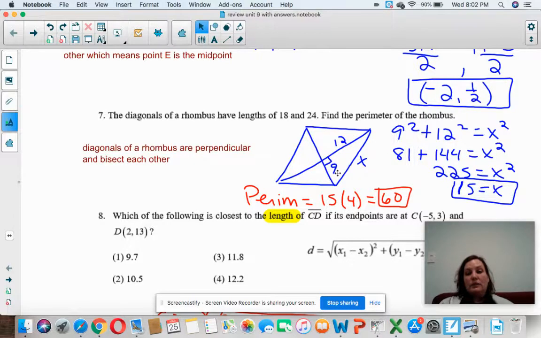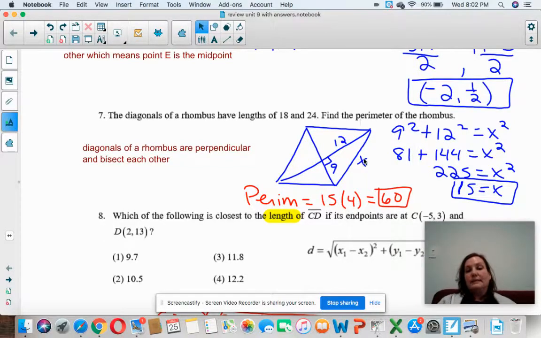It's perpendicular, so this right here is a right triangle. And I'm going to use my Pythagorean theorem to find the length of that side. So 9 squared plus 12 squared equals x squared. Remember, the side that's across from the right angle, this x, that's my hypotenuse. This is 81 plus 144, which is 225, equals x squared. In order to solve for x, I'm going to take the square root of 225, which is 15. Now that's not the answer because the question actually said to find the perimeter of the rhombus.